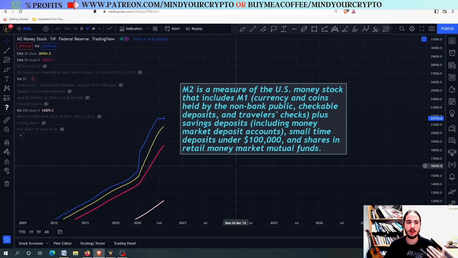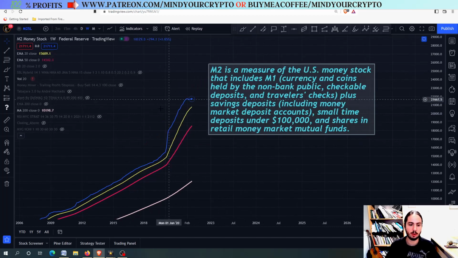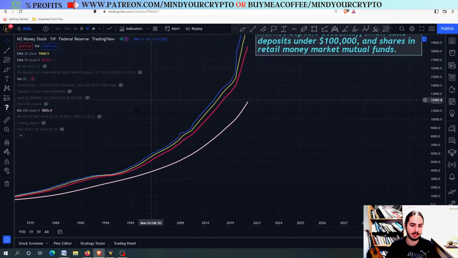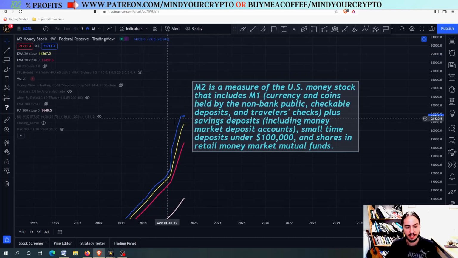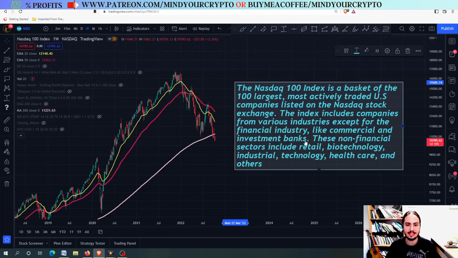All right, so anyway, we compare this. It is a very important tool to see where we are right now. As you can see, the money supply keeps increasing and increasing all the way right here. And of course the NASDAQ 100.